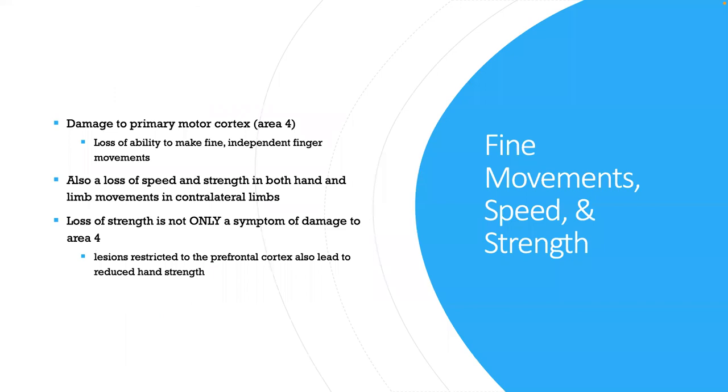So, fine movements, speed, and strength. Damage to the primary motor cortex, which is area 4, is typically associated with a chronic loss of the ability to make fine independent finger movements. In addition, there's a loss of speed and strength in both hand and limb movements in the contralateral limbs. The loss of strength isn't merely a symptom of damaged area 4, because lesions restricted to the prefrontal cortex also can lead to reduced hand strength.